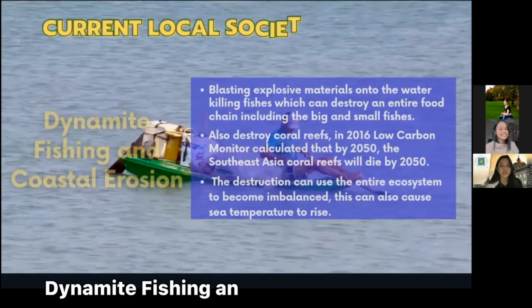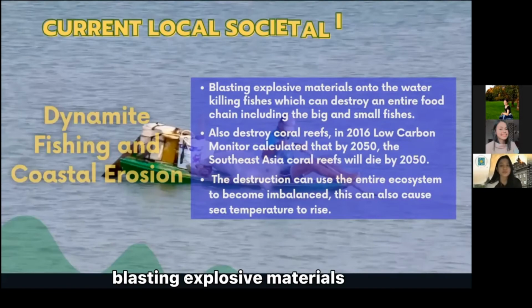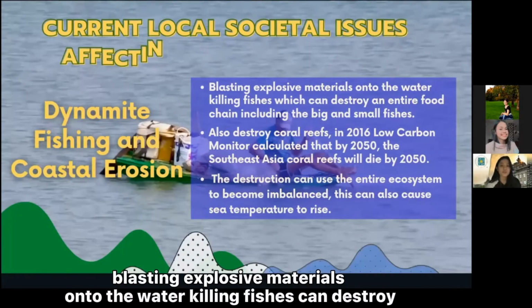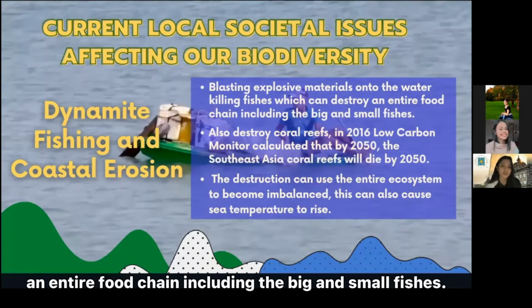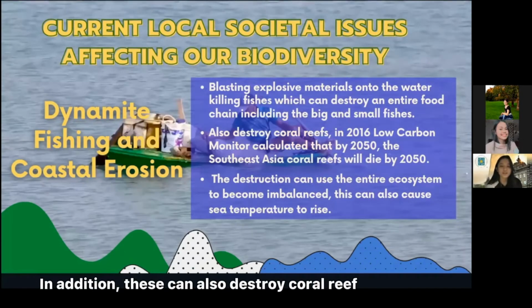Dynamite fishing and coastal erosion: blasting explosive materials onto the water, killing fishes, which can destroy an entire food chain, including the big and small fishes. In addition, this can also destroy coral reefs.